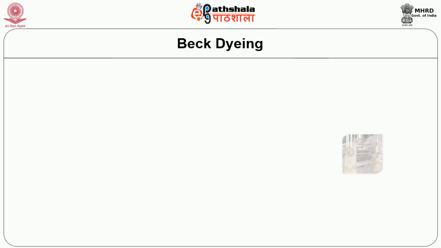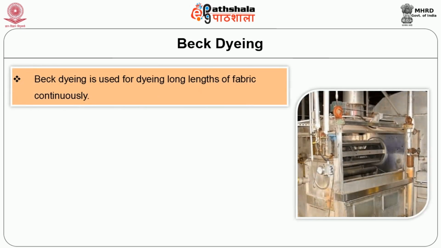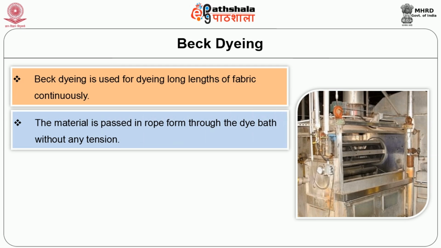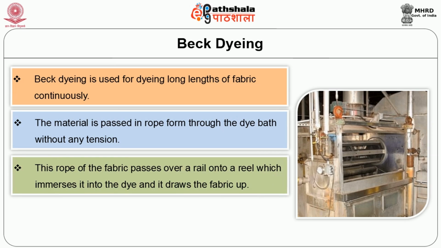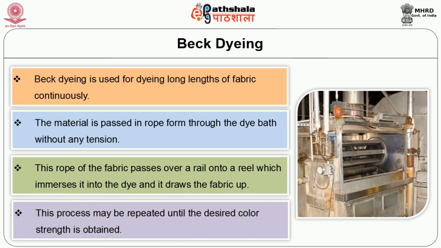Beck dyeing. It's used for dyeing long lengths of fabric continuously. The material is passed in rope form through the dye bath without any tension. This rope of fabric passes over a rail into a reel which immerses into the dye and it draws the fabric up. This process may be repeated until the desired color strength is obtained.